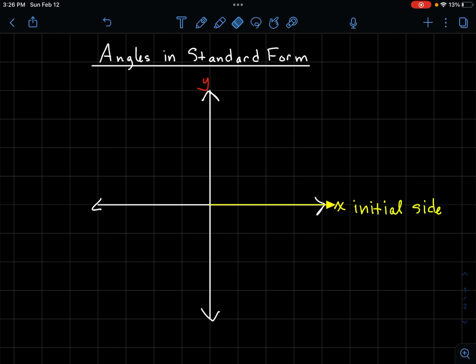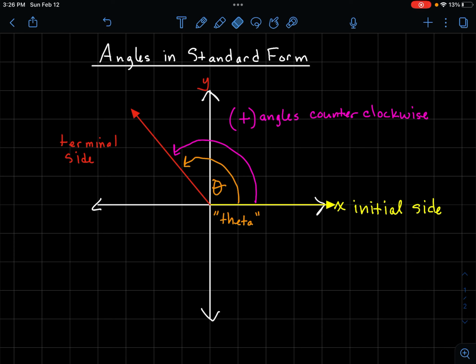Now, angles are just made up of two rays put together at a vertex. The first ray has a name for itself, and it's going to start on the x-axis. That ray is called the initial side. The second ray, called the terminal side, makes up the angle, and the measure between those two we will call theta. That's the Greek letter theta, similar to us using x in algebra. That's our variable here if we do not know the measure.